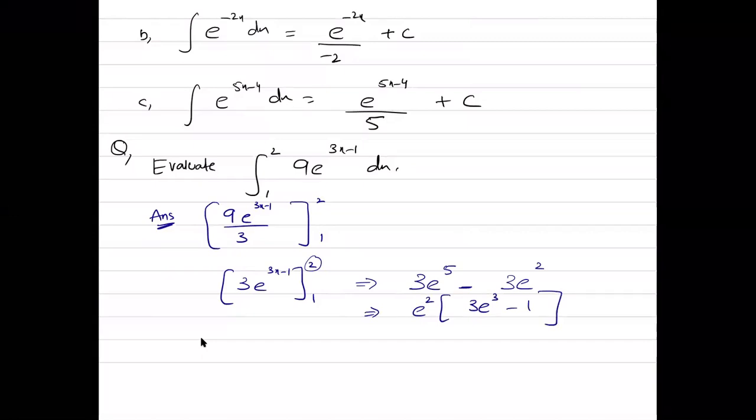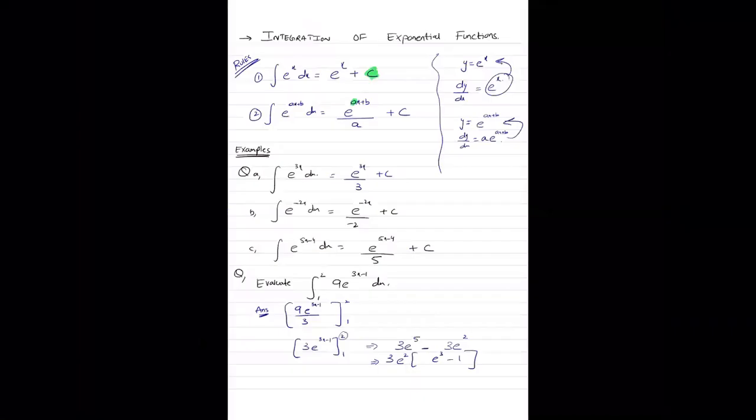Yes, sir. I can also take 3 common. I can take 3e squared common, and the answer is going to be 3e squared times e to the power of 3 minus 1. Done? Yeah.